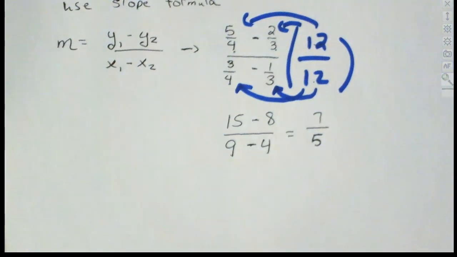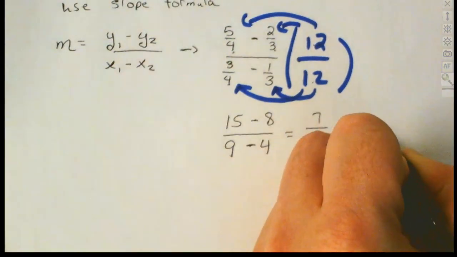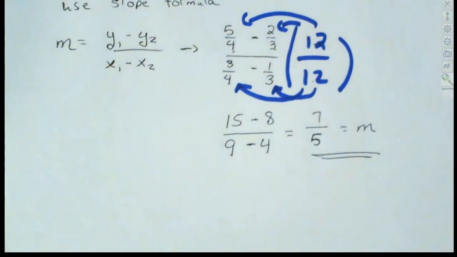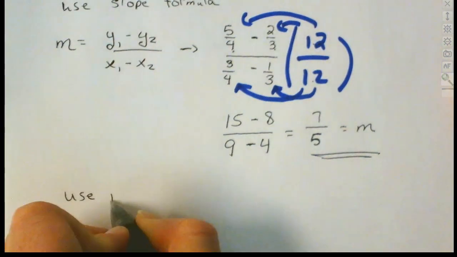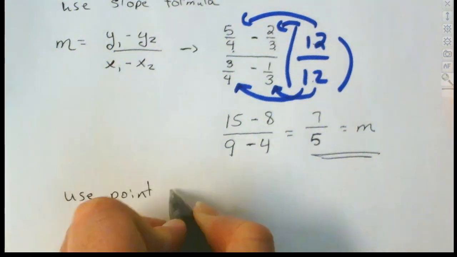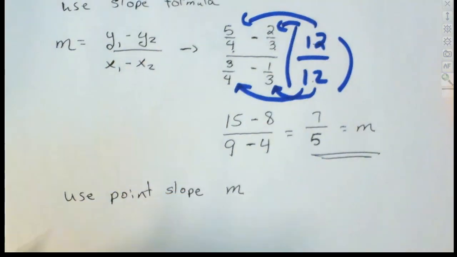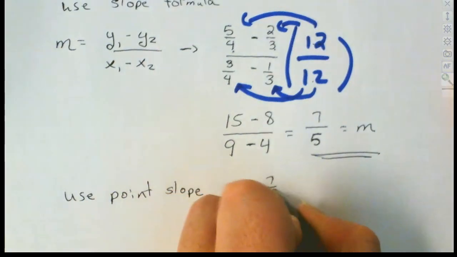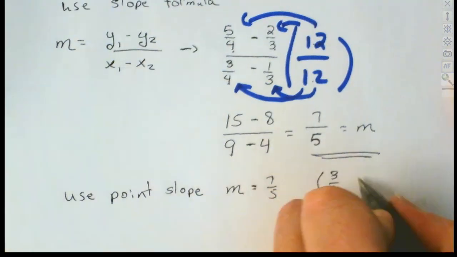Now, what do we want? Well, now we have to use this slope because this is our m. We're going to use that slope with one of the points. Doesn't matter which one. Just use one of the points with that slope. So use the point slope formula. And we've got m equals now 7/5. And we're going to use that point 3/4, comma 5/4.